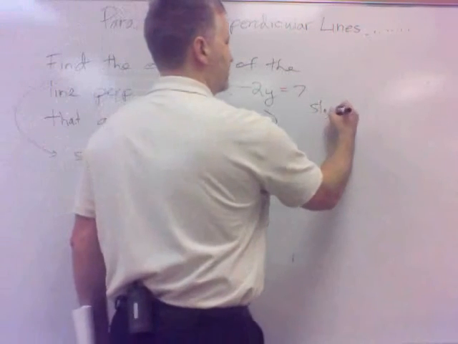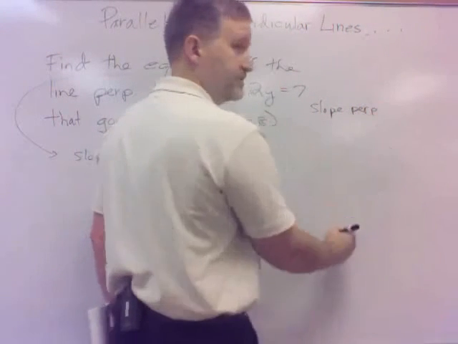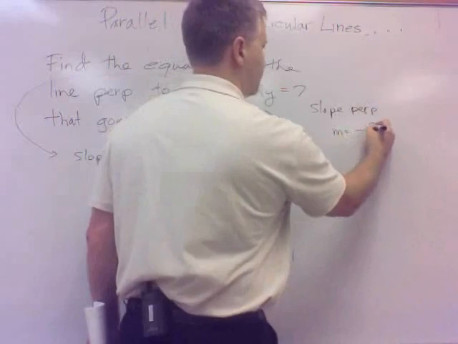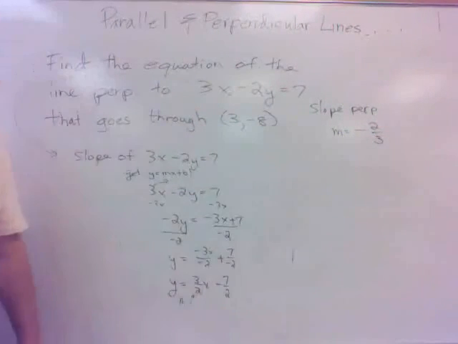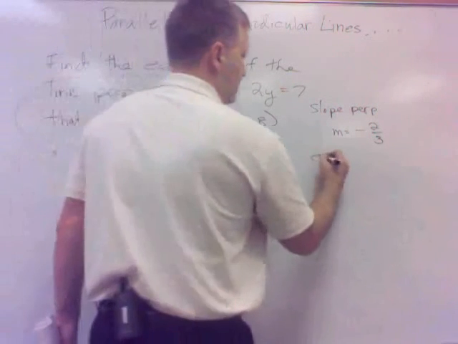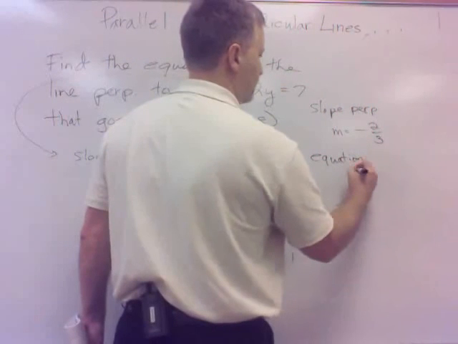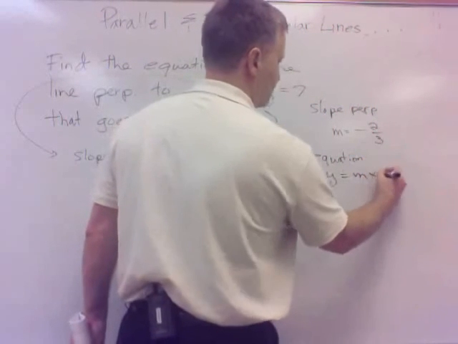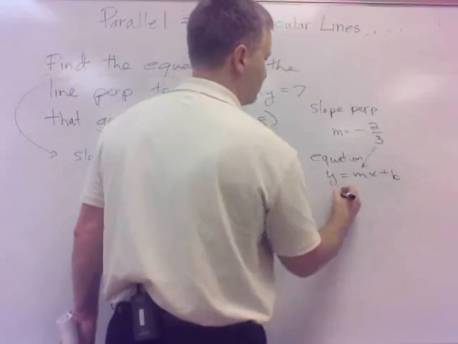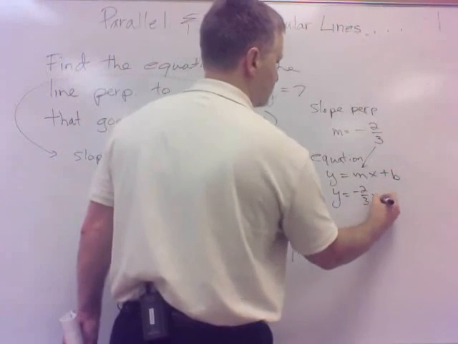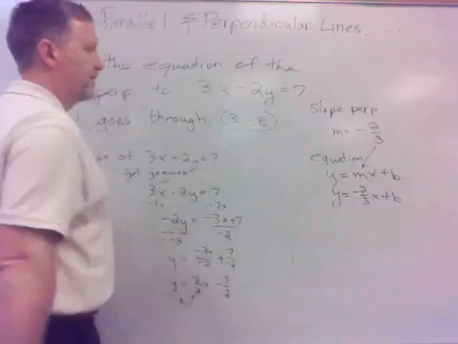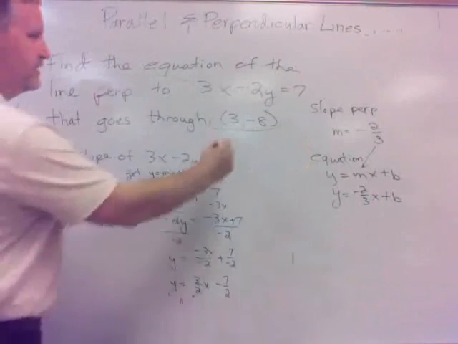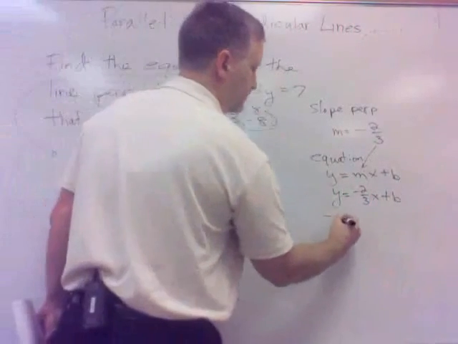What would be the slope perpendicular, though? Do the opposite reciprocal, right? It's a positive 3 halves, so it'll be a minus, and then reciprocal 2/3. Okay? So now the equation of this line, y equals mx plus b, well, I know the m. I just need to figure out the b. M is negative 2/3. To find the b, the way I do it anyway, plug in the x and the y. X is 3, y is negative 8.